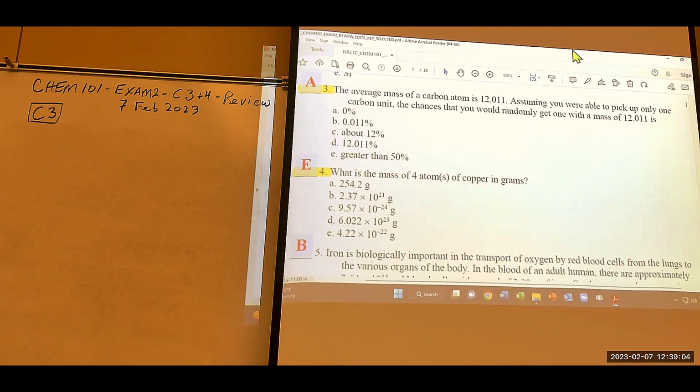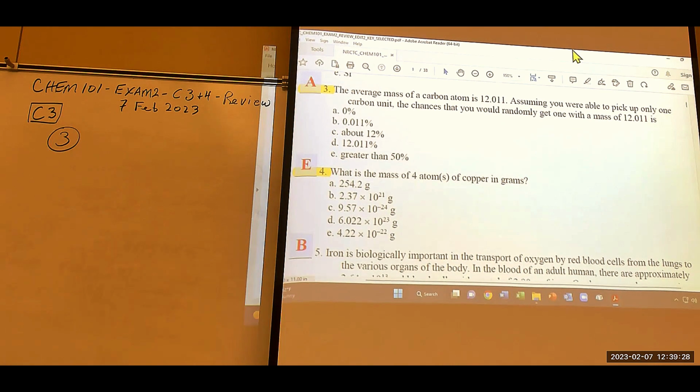Let's see. Yeah, we can do number 3. I think I did this one in the lecture part. The average mass of a carbon atom is 12.011. That's because there's carbon 12 and carbon 13, maybe a few other minor ones.